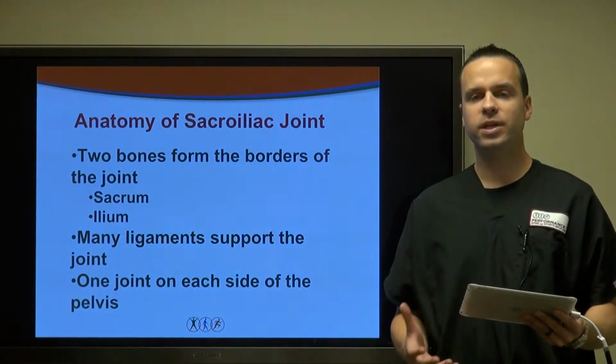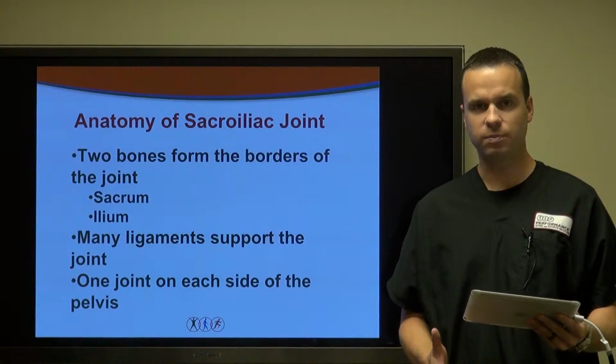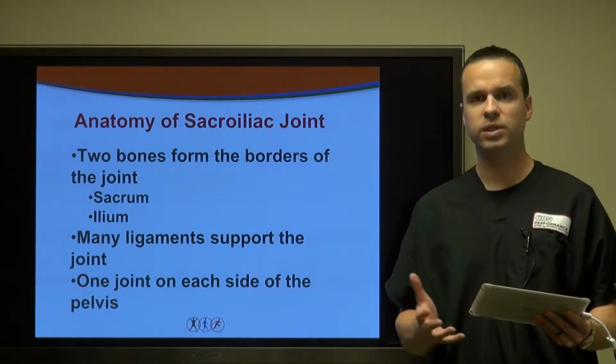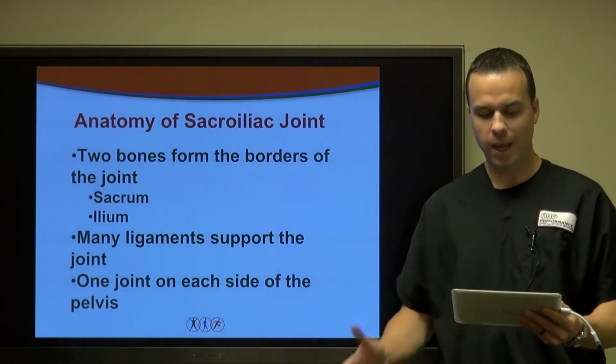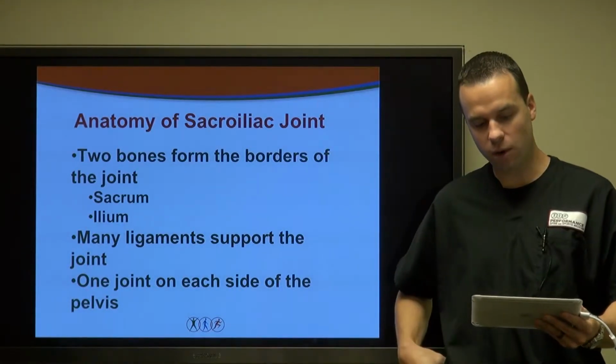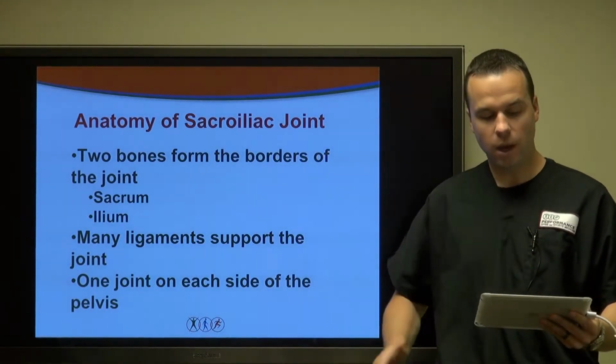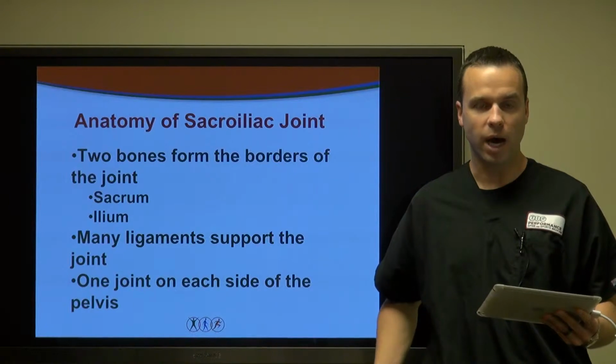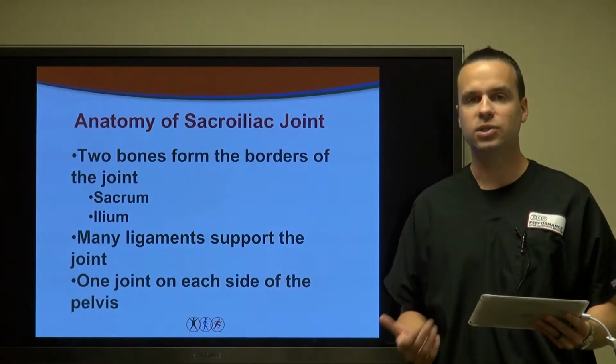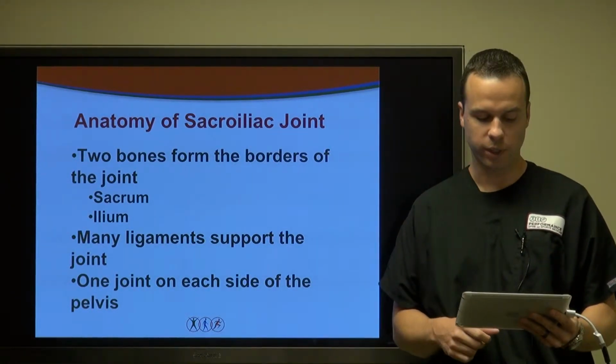So the sacroiliac joint is a joint in the pelvis. It's made up of two bones, the sacrum, which is the butt bone, and the ilium, which is the outer hip bone. You've got one on either side of the body, and there are many ligaments that support the sacroiliac joint.